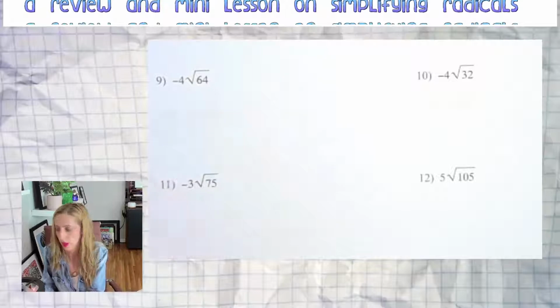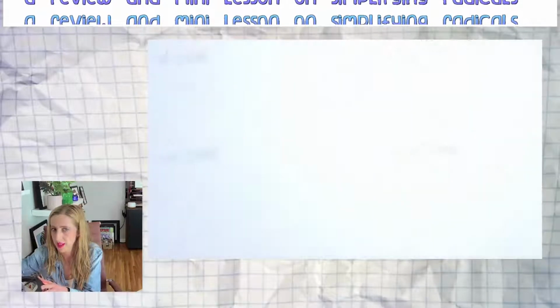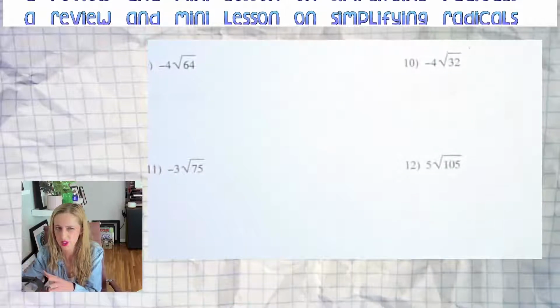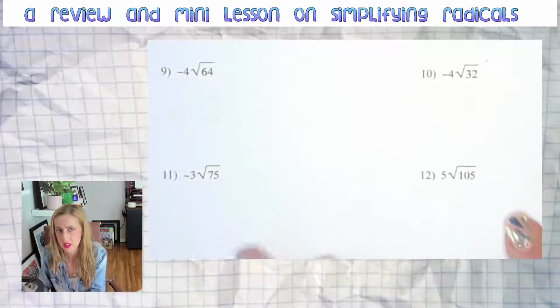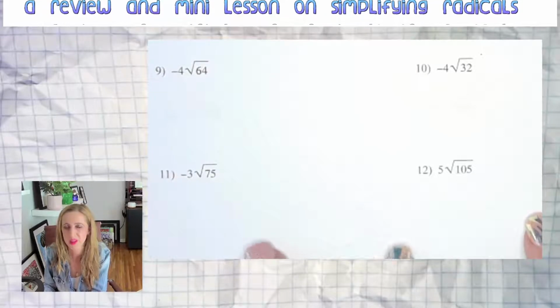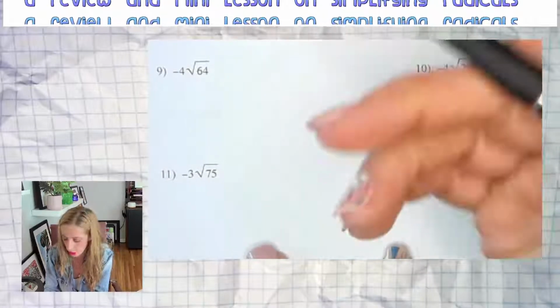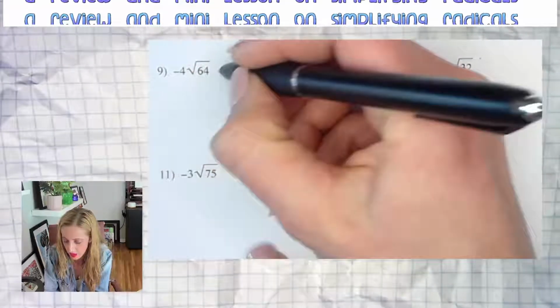So here, number 9, I'm gonna slide this up a bit. -4 square root of 64. 64 is one of those numbers that has a big, long prime factorization. So there's kind of 2 ways that you could think of this example. So I'm gonna do it with the troll and the billy goats, and then I'm gonna do it another way.